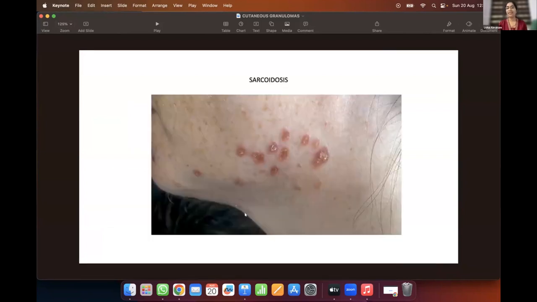So I think the dermatology PGs can tell this. What is the lesion that you're seeing here in sarcoidosis? Can anyone message in your chat box? Okay, so I'll just go to it.